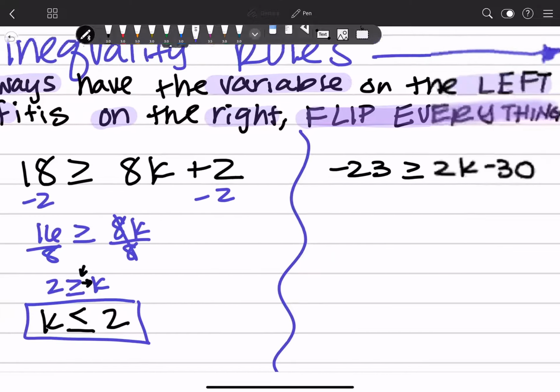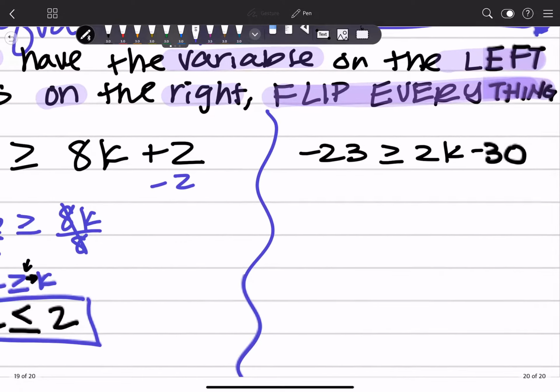So let's try another one. All right? Same thing, solve like normal, and we're only going to flip until the end if we need to. So add 30, add 30.